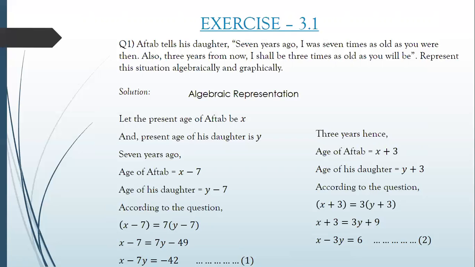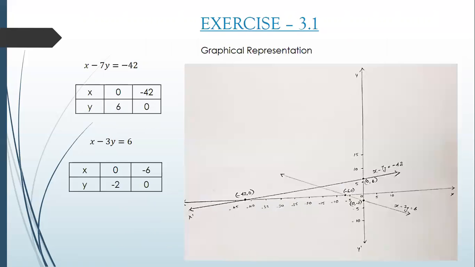3 years hence, after 3 years, age of Aftab will be x plus 3 and age of his daughter will be y plus 3. So according to the question, x plus 3 is equal to 3 into y plus 3. So when we solve it, we get x minus 3y equal to 6. So we have represented the situation algebraically. Equation 1 and 2 are the algebraic representation. So let us move to graphical representation.